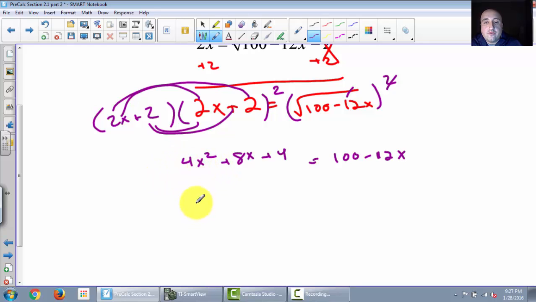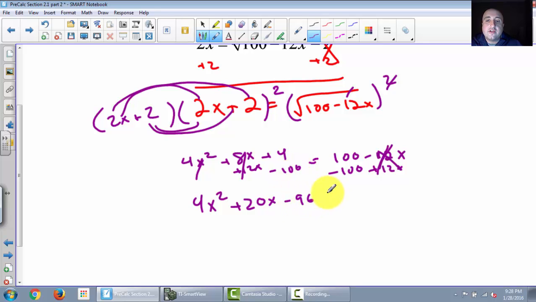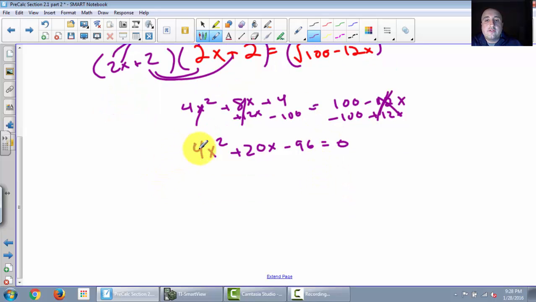So 4x squared is alone. I'm going to add 12x to both sides. 8x plus 12x is 20x. So this is gone, this is gone, this is gone. And then I have positive 4. I'm going to subtract 100. So what do I have here? I have minus 100, so I have negative 96 is equal to 0. All right. So I have 4x squared plus 20x minus 96 is equal to 0.